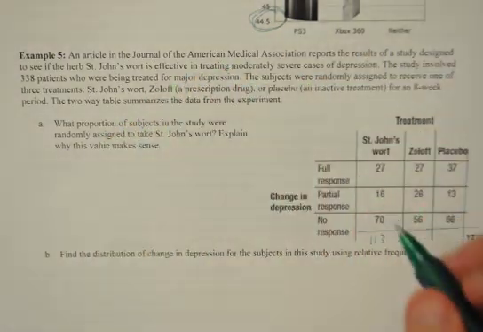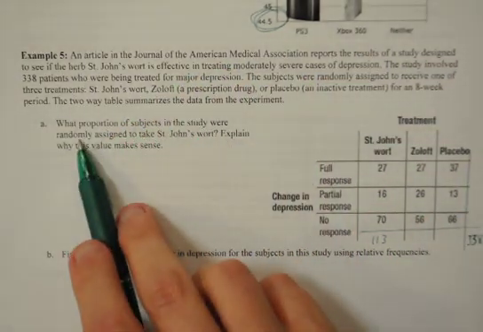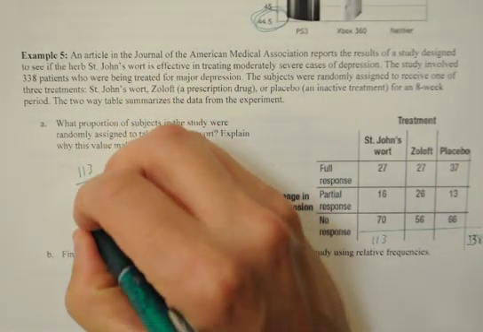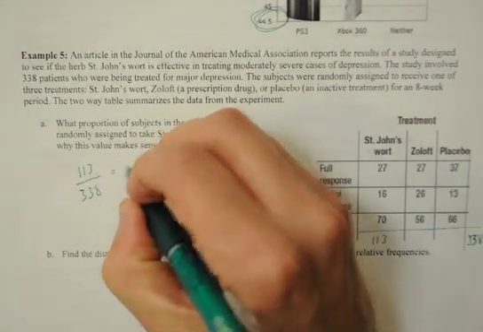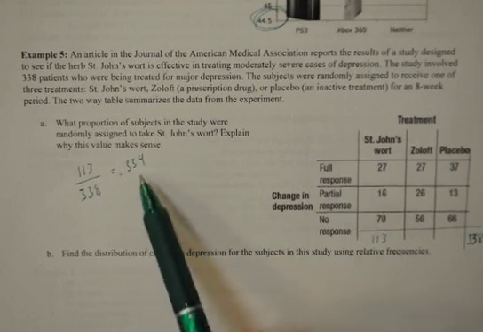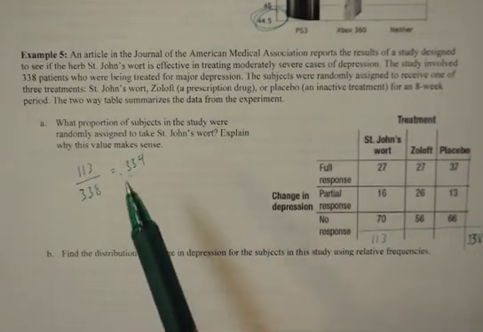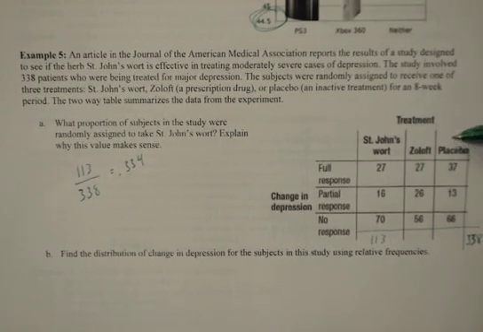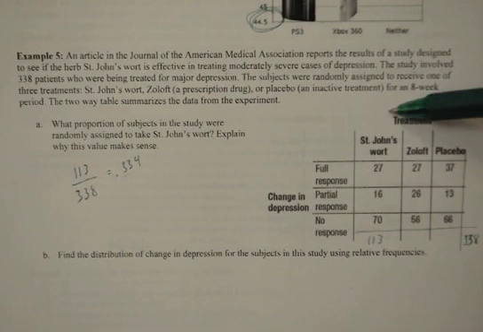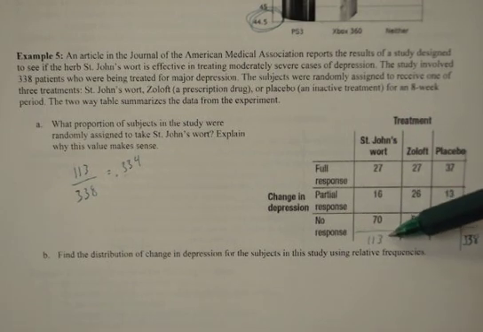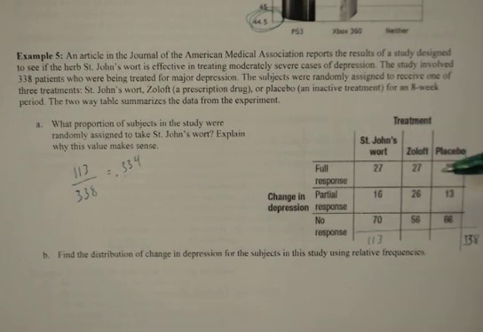Okay. So what proportion of subjects in the study were randomly assigned to take St. John's wort? 113 out of 338, which is that proportion, so 33%. Why does that make sense? Well, when they're designing their study, it's nice to have an equal amount in each treatment, if you can manage. You don't have to, as long as you have enough replication. But in general, it is nice to have equal groups.